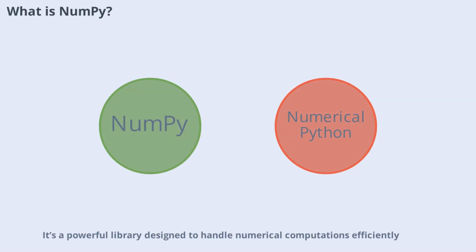It's a powerful library designed to handle numerical computations efficiently. Unlike regular Python lists, NumPy works with arrays, which are more compact and allow for faster operations. This makes it a go-to tool for anyone dealing with large datasets or complex calculations. In the world of data analysis and machine learning, NumPy is often the backbone that supports more advanced libraries and workflows. Let's see why it's so widely used.